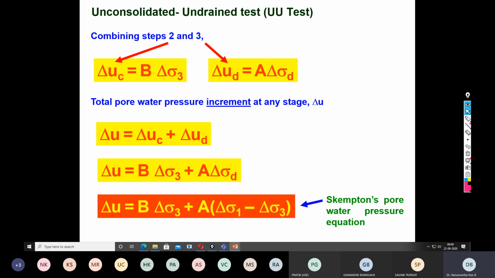Okay, so just try to rearrange the terms. Then we will get delta u is equal to B into delta sigma 3 plus A into delta sigma 1 minus delta sigma 3. So this is Skempton's pore water pressure equation. Calculate the pore water pressure during the cell pressure application and during the deviator stress in the final stage, or what would be the total pore water pressure because of the cell pressure plus because of the deviator stress. Delta sigma d is nothing but sigma 1 minus sigma 3.